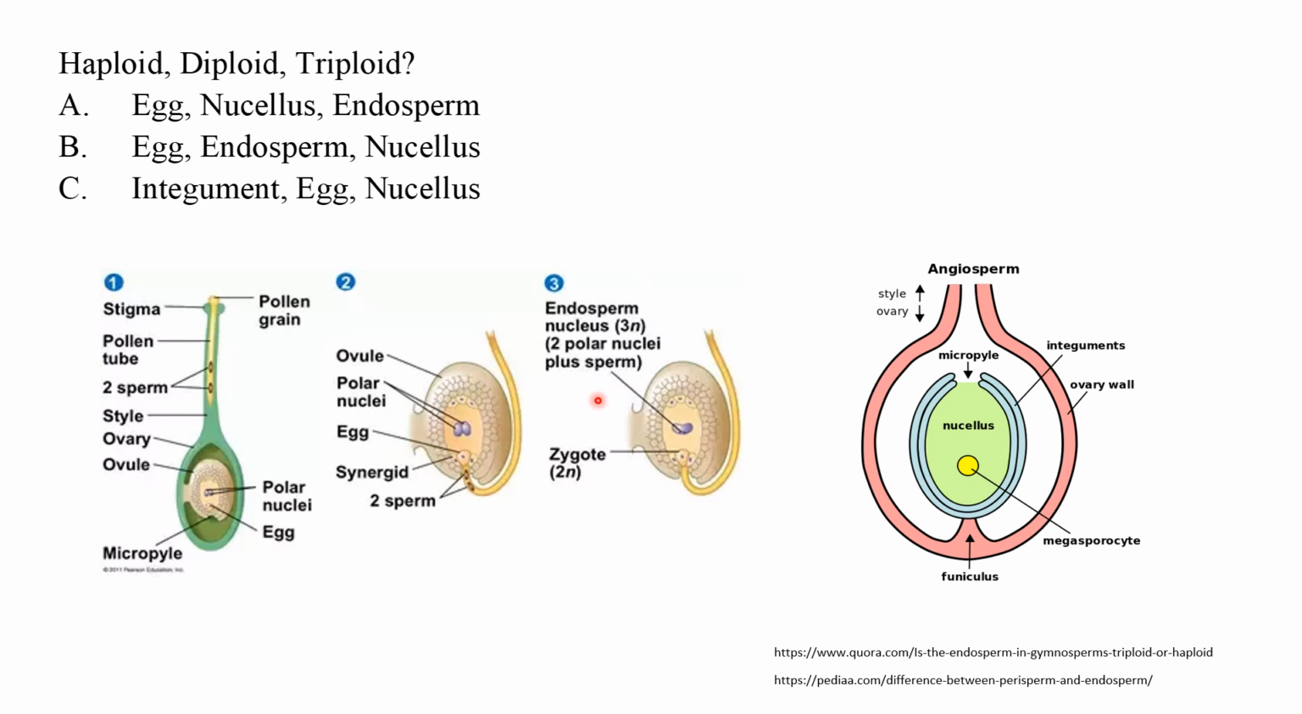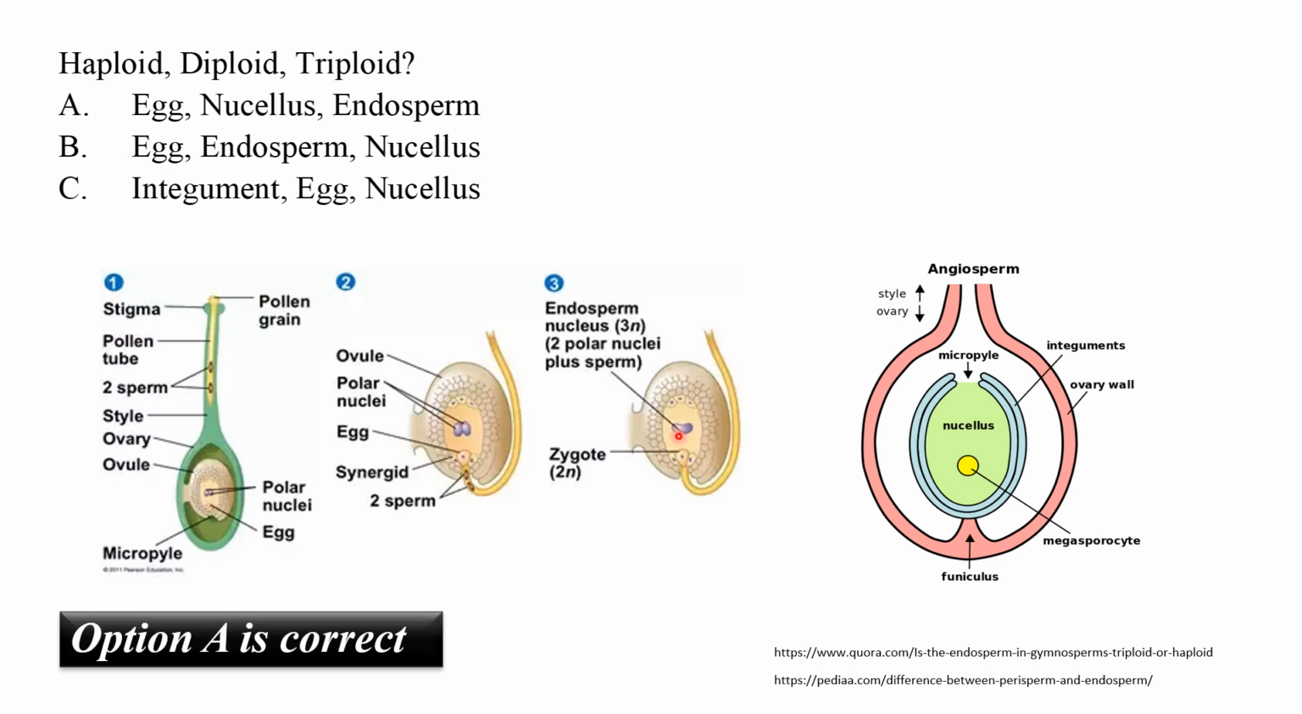It is triploid because these two polar nuclei, which are haploid each, fuse with the haploid sperm. So the total ploidy becomes triploid, that is 3n. So the correct answer is option A. Egg is haploid, nucellus is diploid and endosperm is triploid.